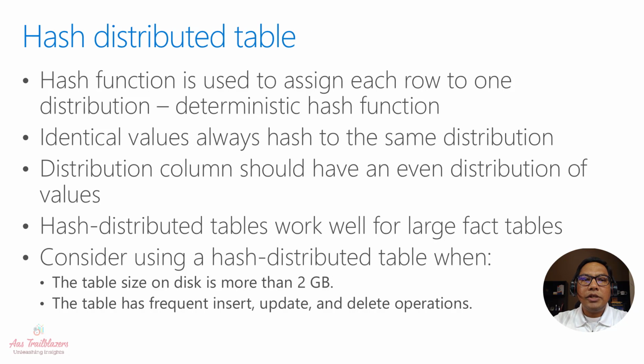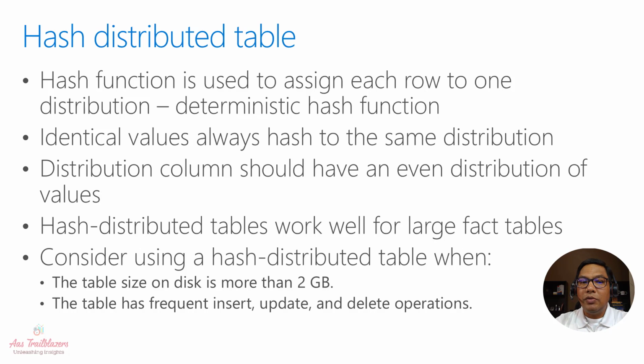Next, hash distributed table. It uses a hash function, which is deterministic in nature, to assign each row to one specific distribution. With this, identical values always go to the same distribution, so it has data colocation. The distribution column should have an even distribution of values. So when we are picking the column to distribute on, we have to see that it has a large number of distinct values.